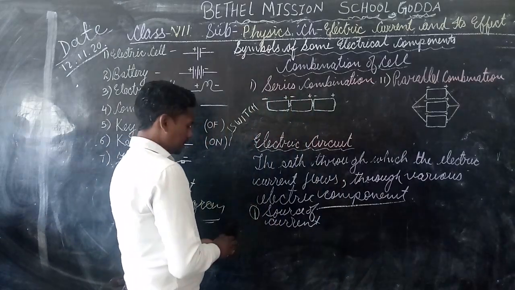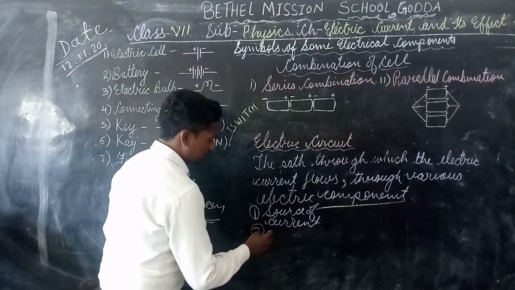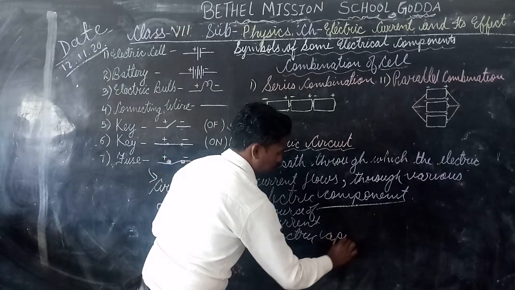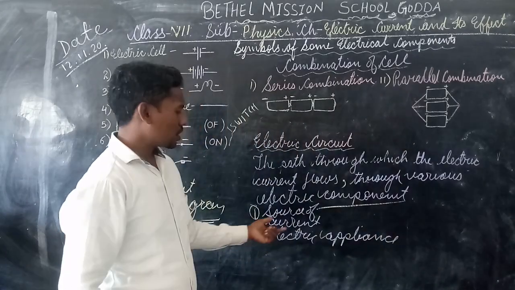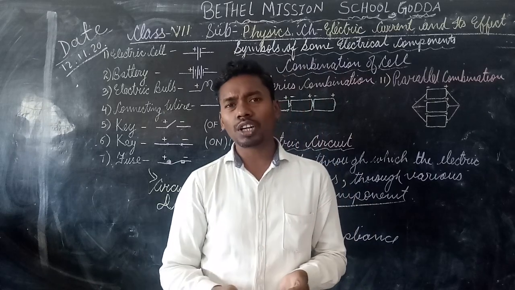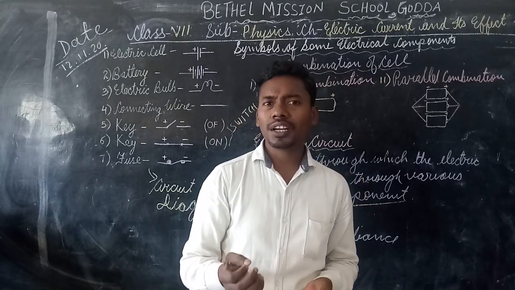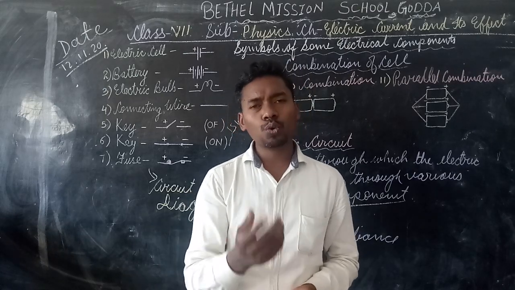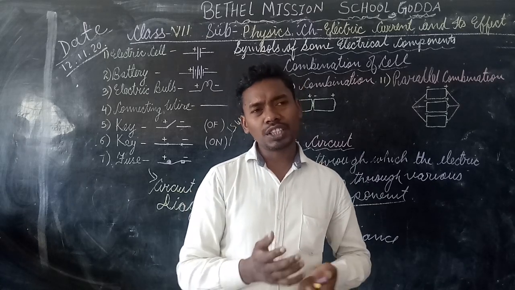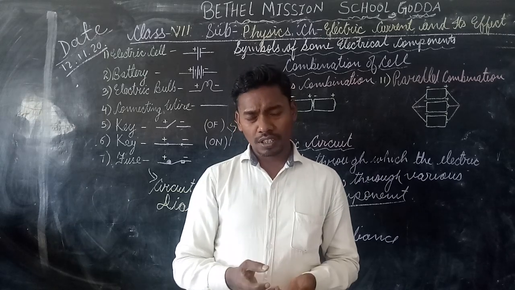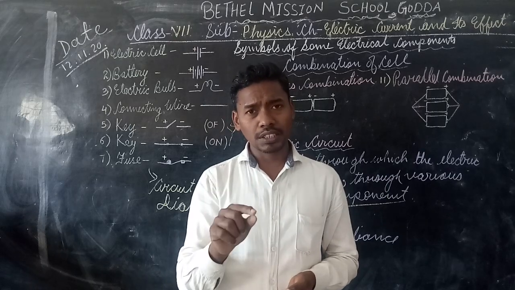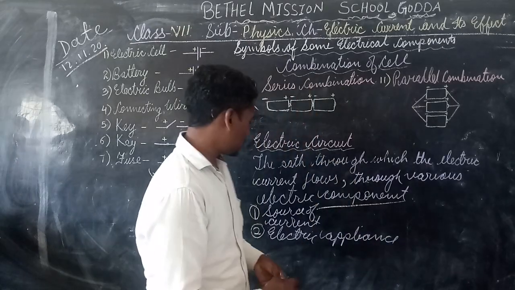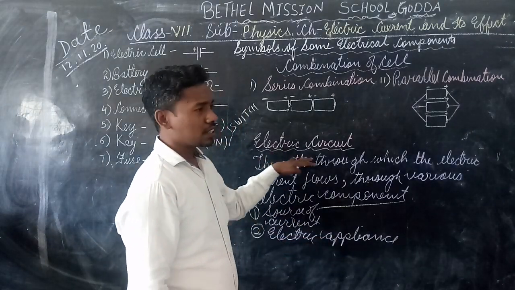Then the second thing that we have is the electric appliance. We require electric current for doing some work or for running some electric appliance. For example, if you want to run a TV, you need electricity. If you want to operate a fan, you need electricity. So these fans, coolers, televisions, motor pumps, all require electricity for working. If an electric appliance is not there, there is no need of electricity. So the electric appliance is a very important component of an electric circuit.